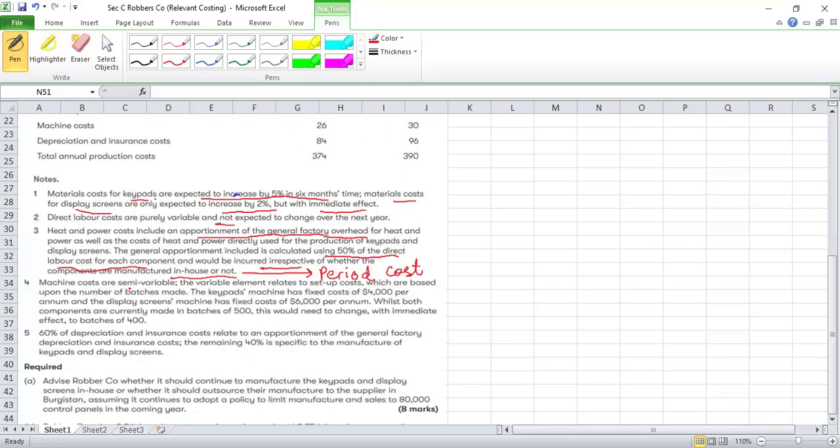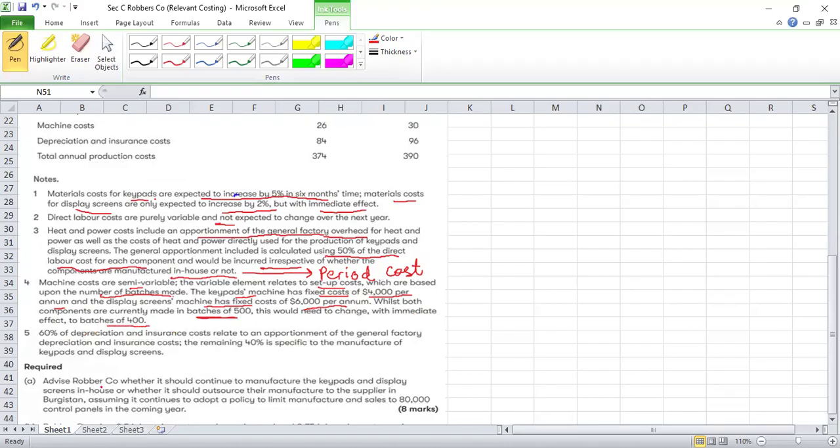Machine costs are semi-variable. The variable component relates to setup cost, which are based upon the number of batches made. Keypad machine has a fixed cost of $4,000 per annum, and the display screen machine has a fixed cost of $6,000 per annum. While both components are currently made in batches of 500, this would need to change with immediate effect to batches of 400. So batch size is reducing.